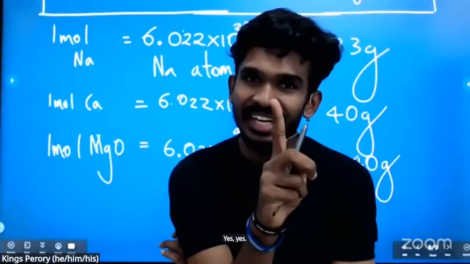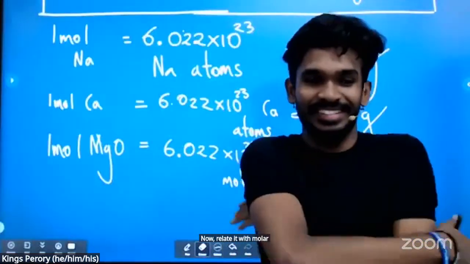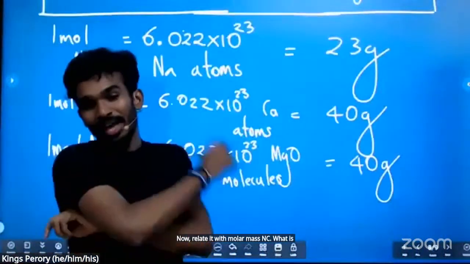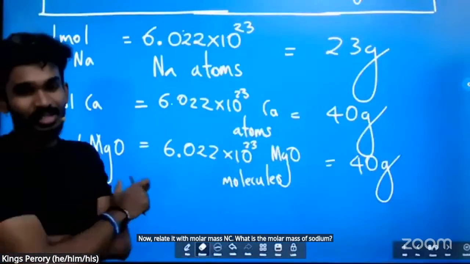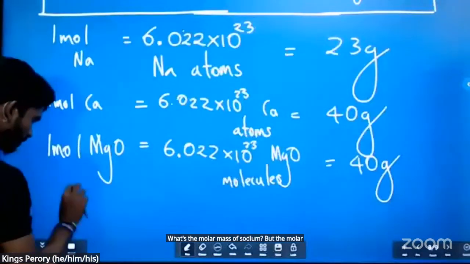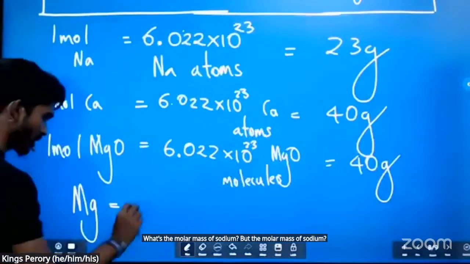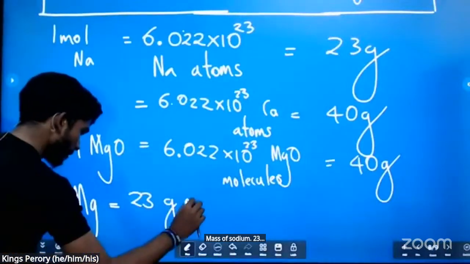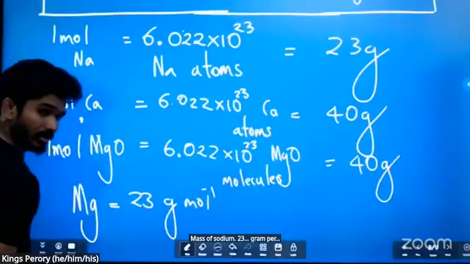Now relate it with molar mass and see. What is the molar mass of sodium? Molar mass of sodium: 23 gram per mole.